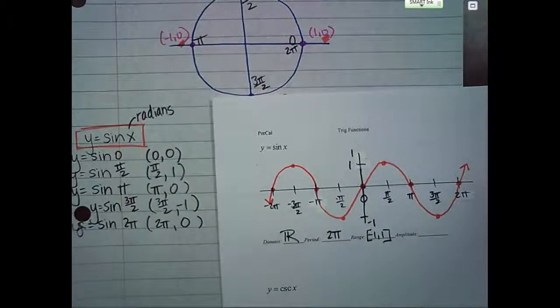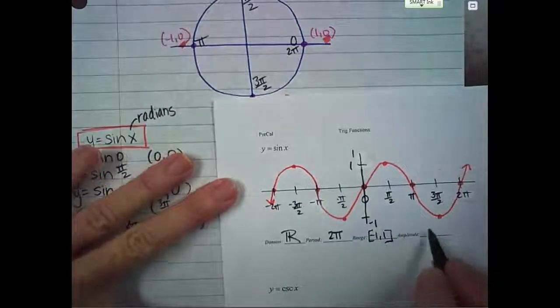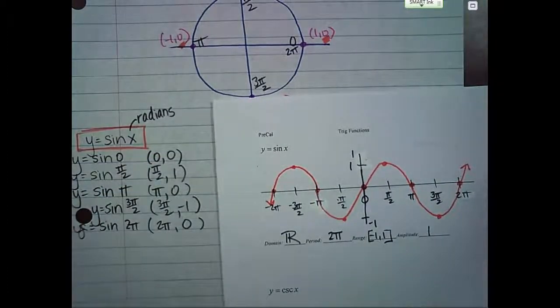Okay, the amplitude tricks kids. The amplitude is not 2. Amplitude measures from the x how high we went, and from the x how low we went. So how high and how low, not together, just from the x how high and from the x how low. It's 1. Not 2, it's tricky. So the amplitude is 1. Okay, you're finished with sine.